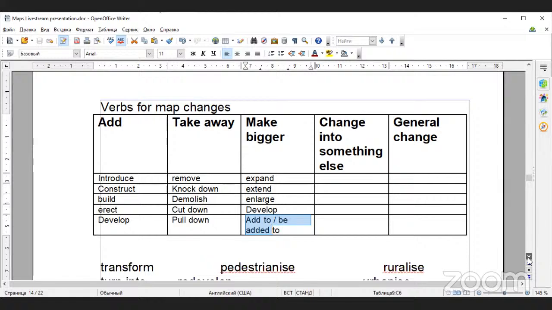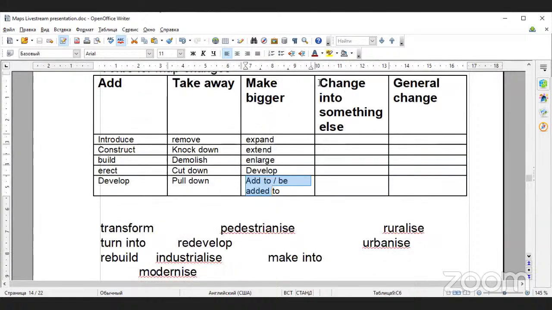Okay, now change into something else. Please write 5 verbs and try to differentiate between general change and change into something else. Although it's not a matter of principles. It's just general change. If it was like a village and it became a city, that's the general change. But now we need a word for change into something else. Okay, let's also spend a minute doing this.